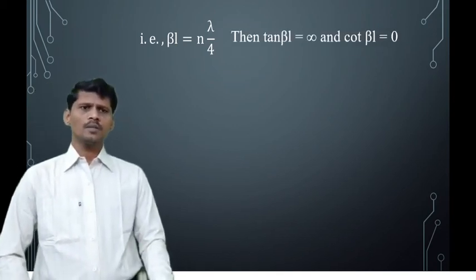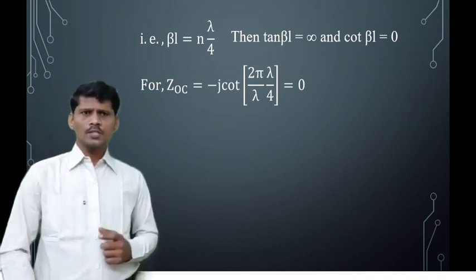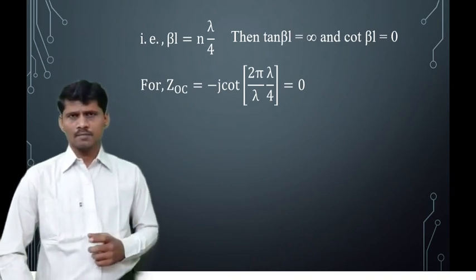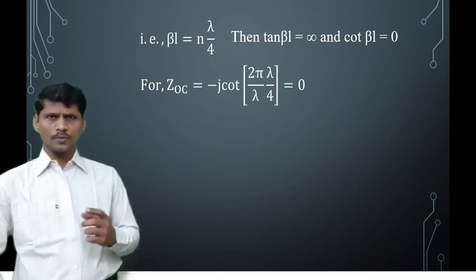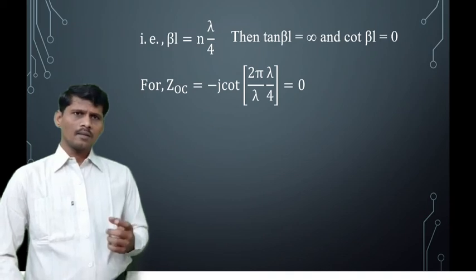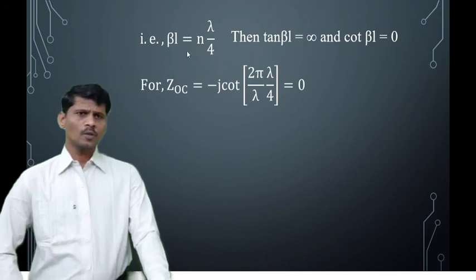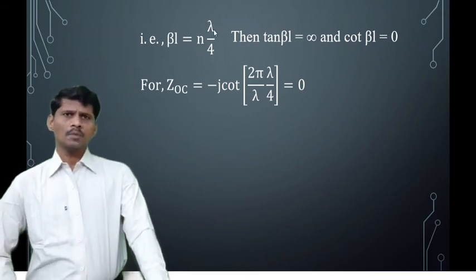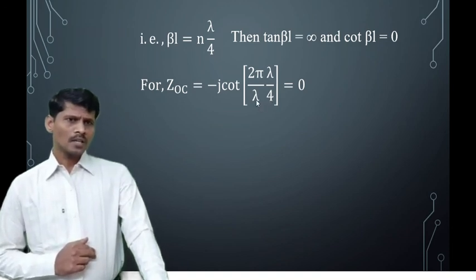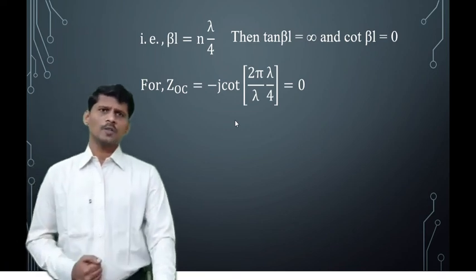So what is the equation of the open circuited transmission line for a lossless transmission line? Z_OC is equal to -jZ0 cot βL. Beta is the phase shift constant, equal to 2 pi by lambda, and L is the length of the transmission line. So L is equal to n lambda by 4, with n equal to 1, so L is lambda by 4. So βL is pi by 2. Cot pi by 2 is 0. So therefore the open circuited impedance is equal to 0.